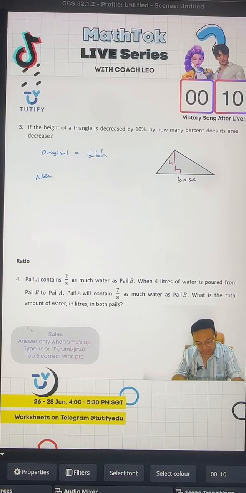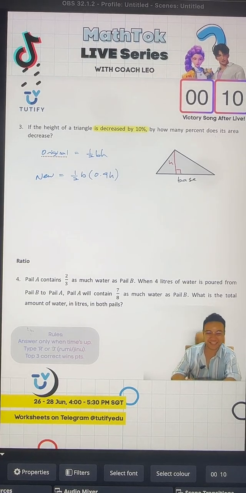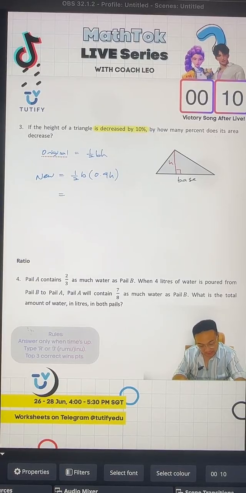And what is the new area? The new area is half times what? Times the base. But then the height was decreased by 10%. That means you are only left with 0.9 of the height, which is 90% of the height. So instead of 100%, now you decrease it to 90%, okay? So why not you work this out? What is half times 0.9, students? Actually, if you convert half into a decimal, it will be 0.5, right? So what is 0.5 times 0.9? 5 times 9 is 45, so you get 0.45 times the base times the height.